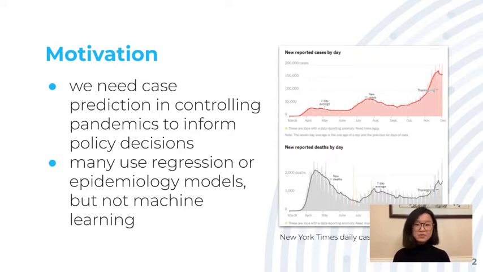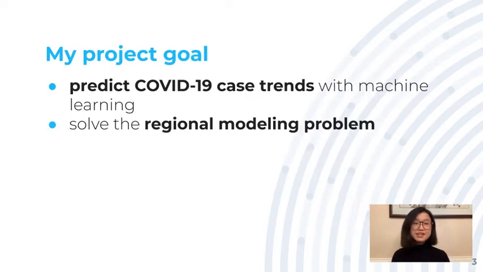Obviously, case prediction is really important during pandemics because governments are straddling the line between keeping everybody safe and also making sure that our economy and regular life doesn't fall under completely. Obviously, there are a lot of COVID-19 models already out there, but I noticed that most of them use traditional statistical regression models or epidemiological models like SEIR or SIR, but not really many with machine learning, so that was something that I wanted to try. Therefore, my project goal was to predict COVID-19 case trends with machine learning, and I also tried to resolve the regional modeling problem, which I will talk a little bit about next.